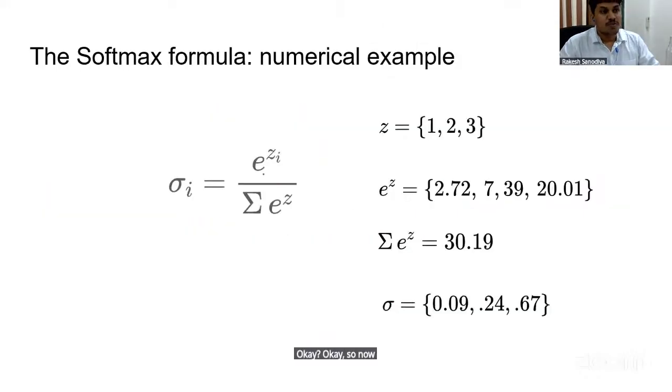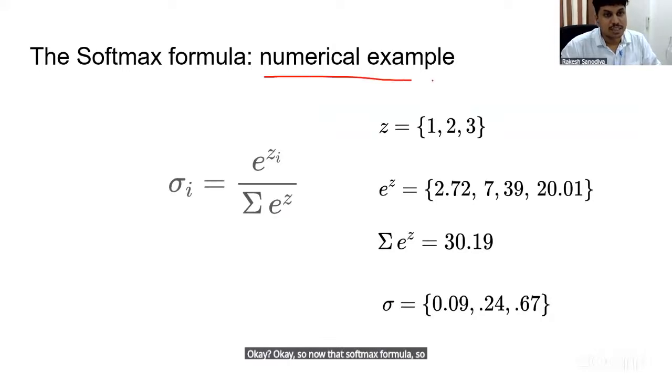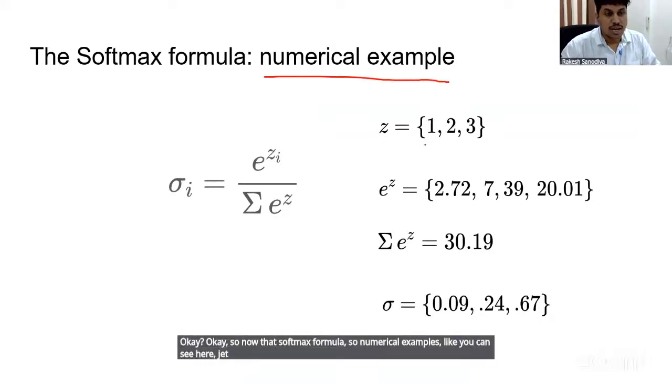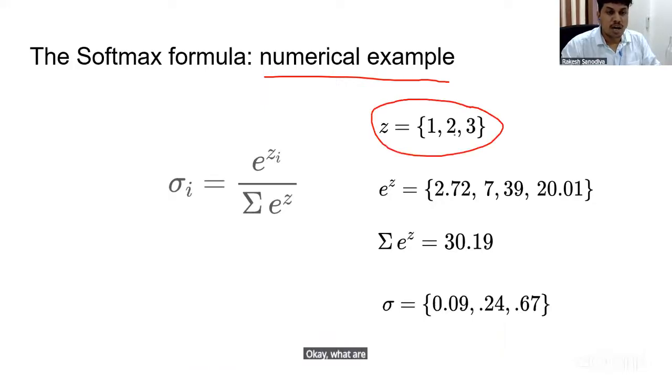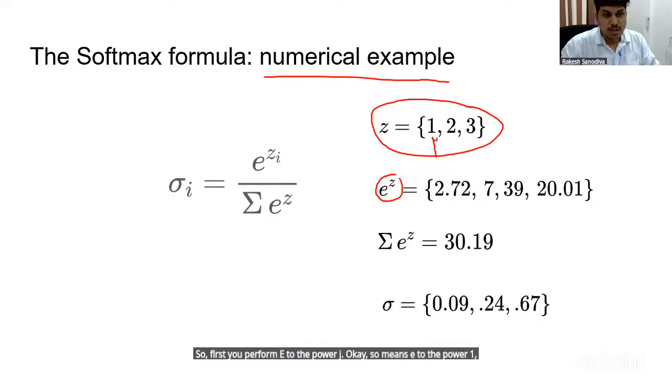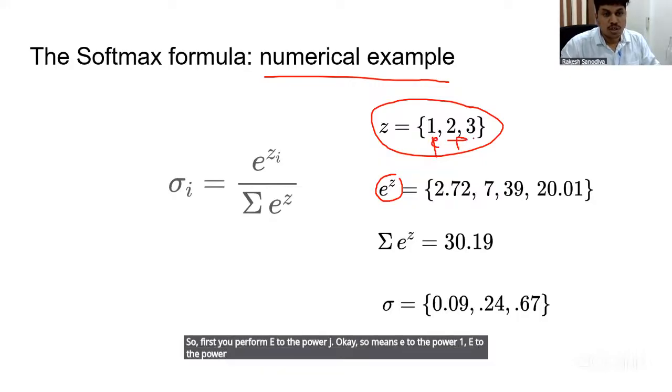Okay, so now the softmax formula, with a numerical example. Let's say z is equal to three numbers given to you: 1, 2 and 3. First you perform e to the power z, meaning e to the power 1, e to the power 2, e to the power 3. The resultant values are 2.72, 7.39, and 20.09.